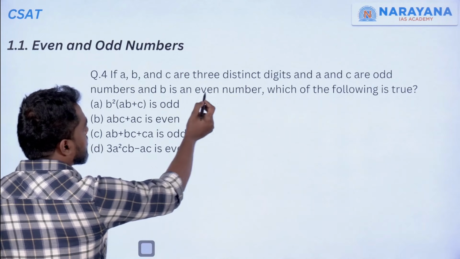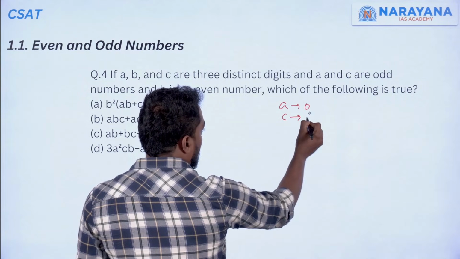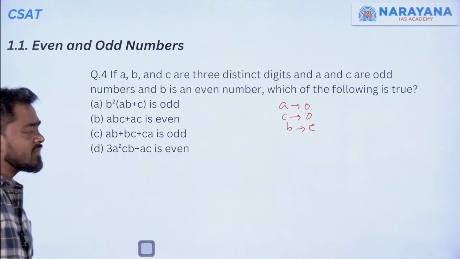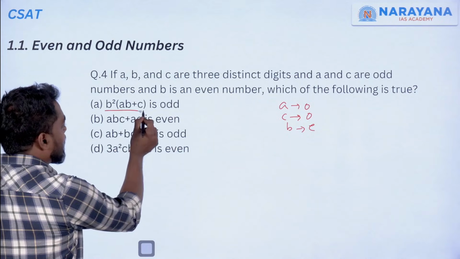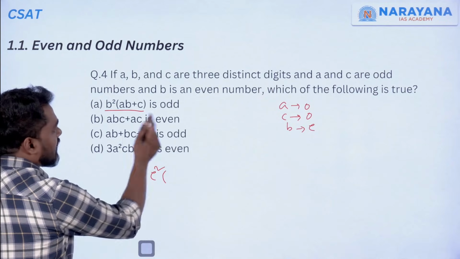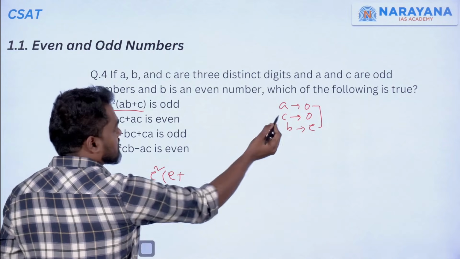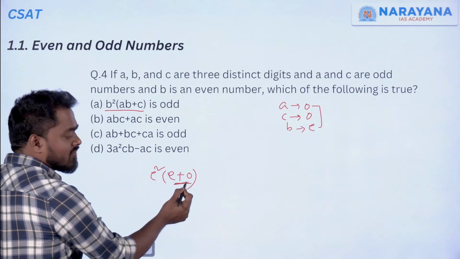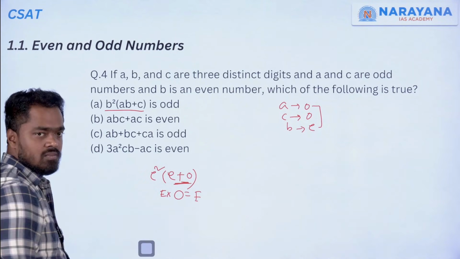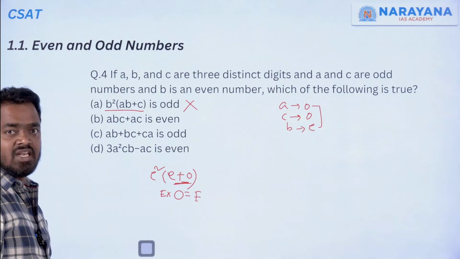So what is given? There are three distinct numbers. A and C are odd numbers, and B is an even number. So what is the first option? B square into AB plus C. What is B? That is even, square into AB into C. So odd into even is an even number, plus what is C? That is an odd number. So even plus odd will be odd. Even square is again even. So even into odd will be even. So the answer should be an even number, but they are saying this is odd. So the first option is incorrect.